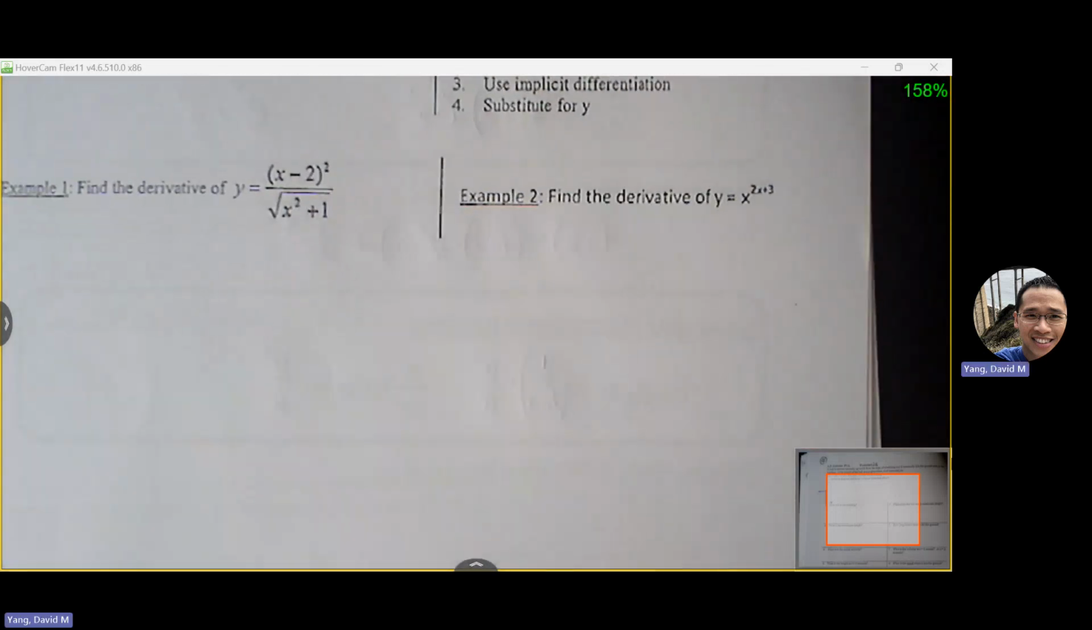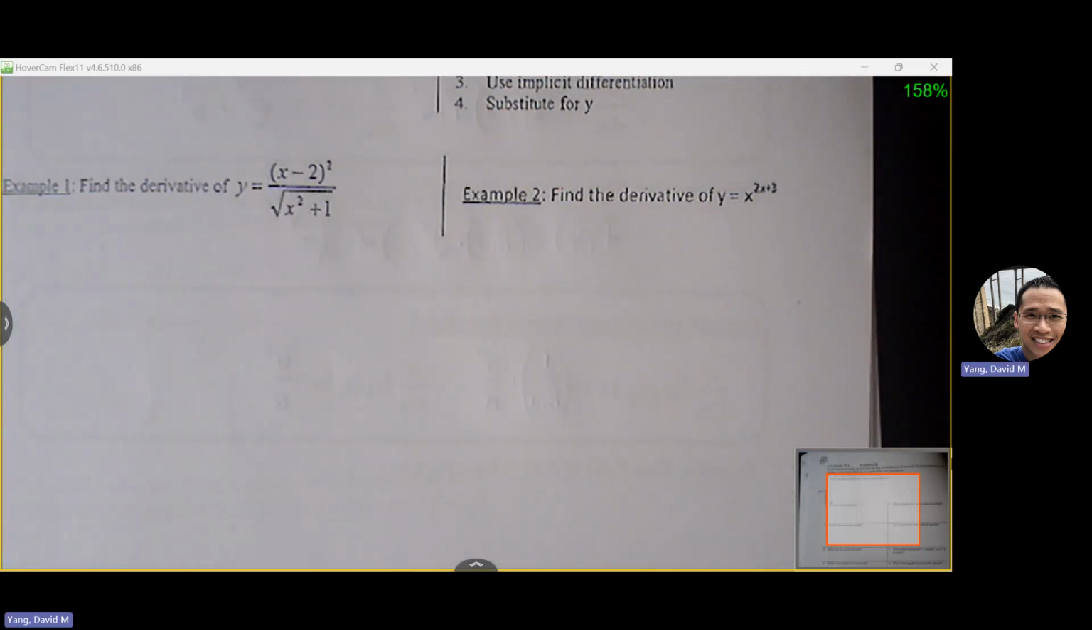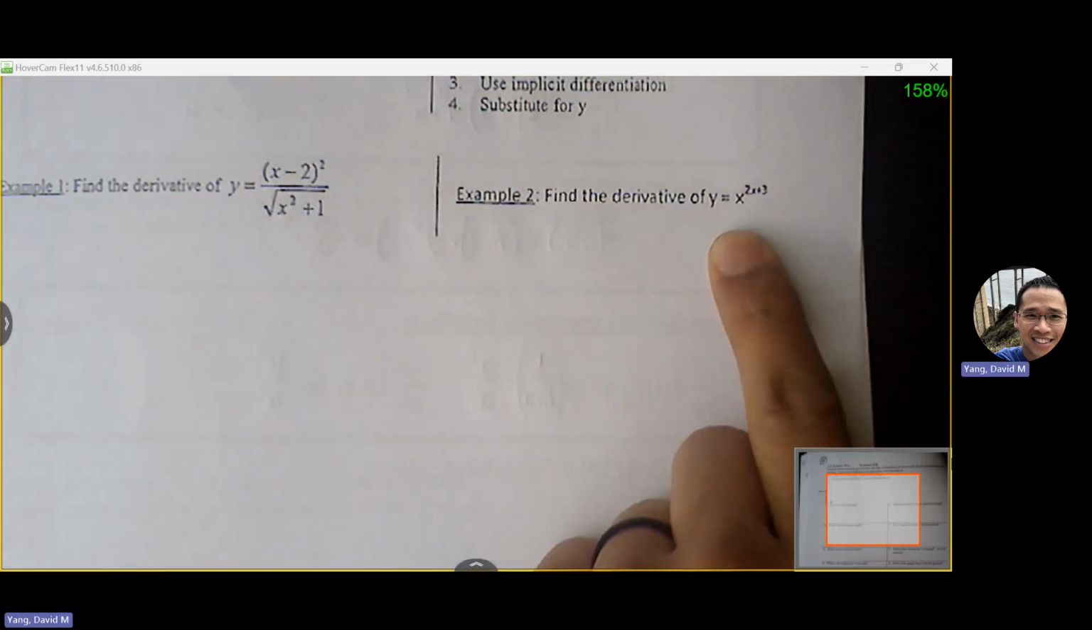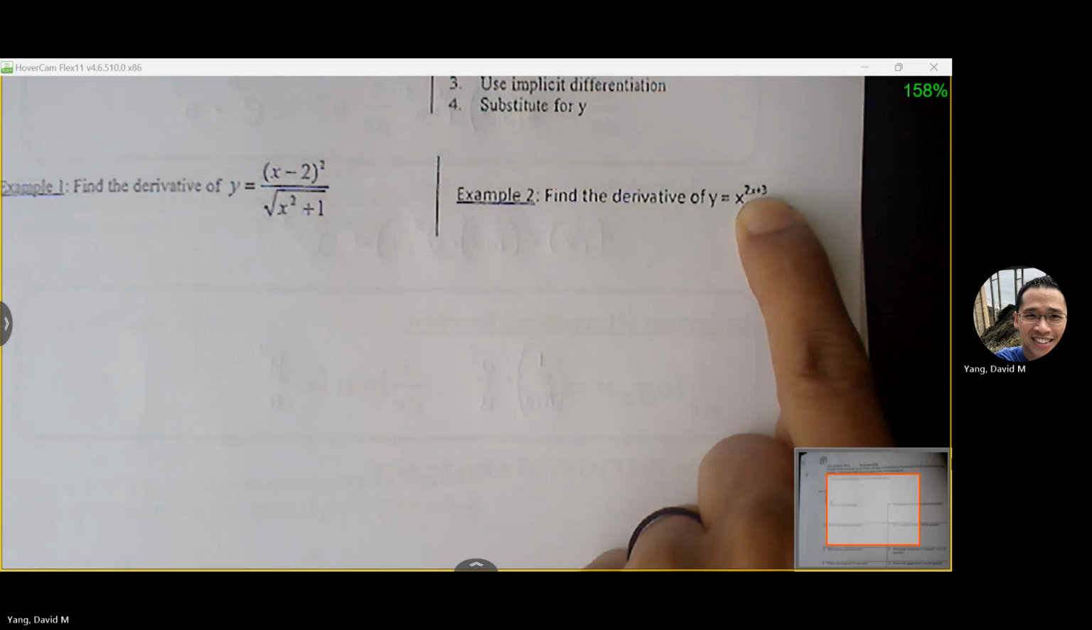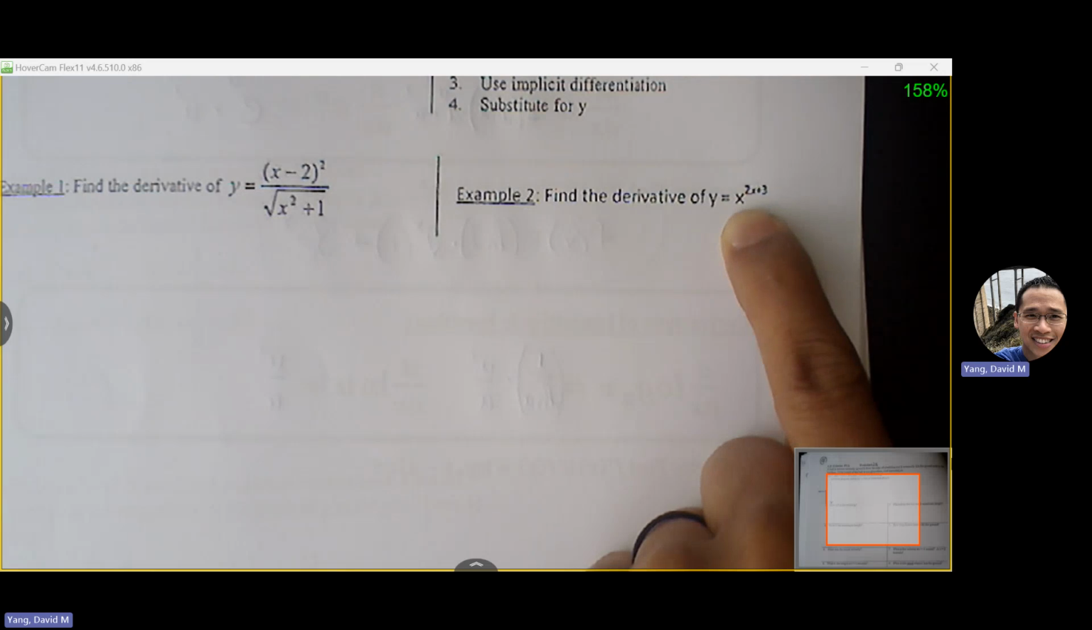So here's example 2. It says find the derivative of x to the 2x plus 3. Now, if we look at this, we don't have a rule that can handle this setup. I can do a variable raised to a constant, that's the power rule. I can do a constant raised to a variable, that's the exponential rule. But if I have a variable raised to a variable, we're kind of stuck. We don't have a rule that can handle that derivative.